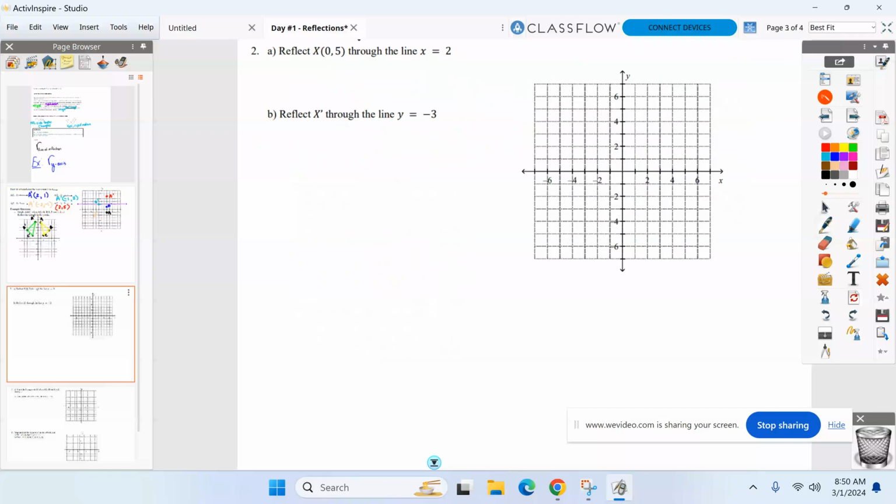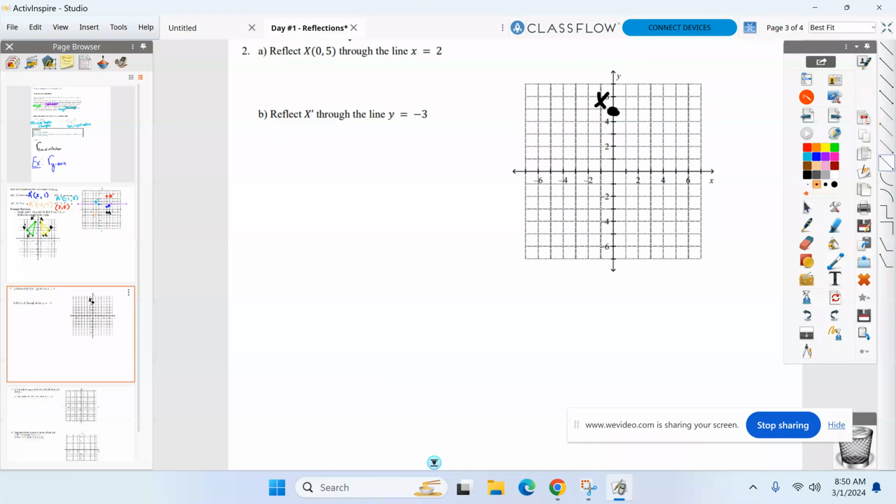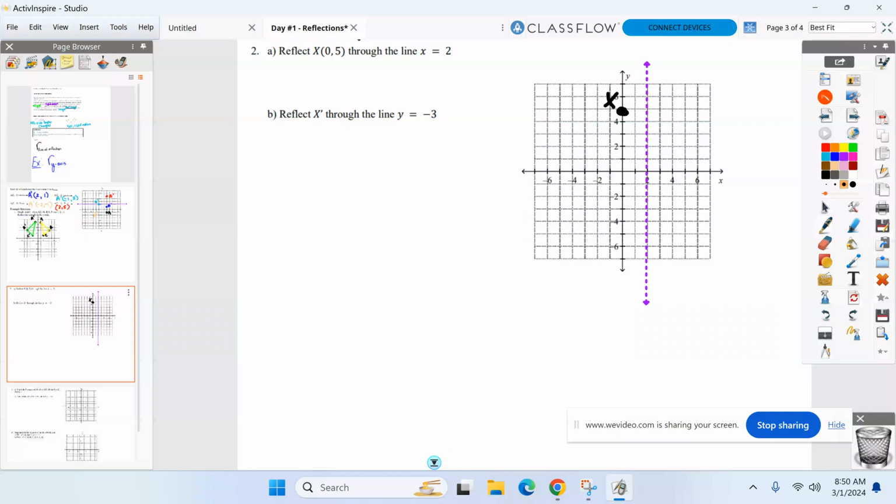Point X is 0, 5. Where is that? I did that specifically. Is that on the X or the Y? Where if I graph 0, 5, where's it going to be? That's on the y-axis right here. All right, reflect it through the line x equals 2. What type of line is that? Graph it if you have to, but what type of line is it? X equals 2. That's a vertical line, right? So vertical line, x equals 2. I want it reflected right there over that line.